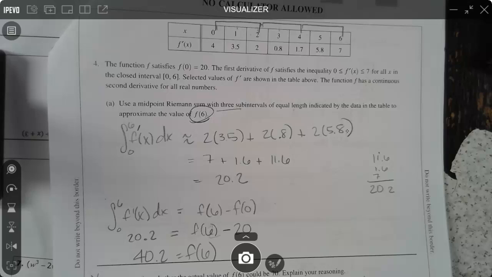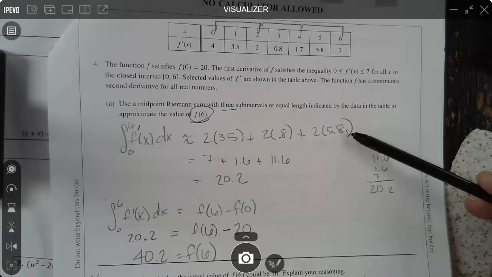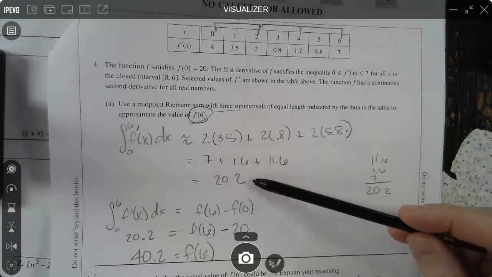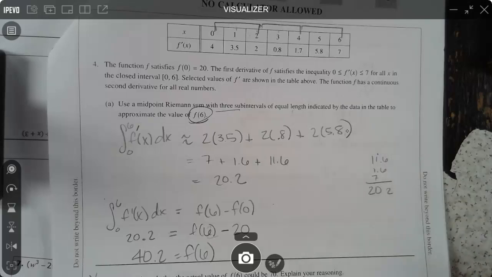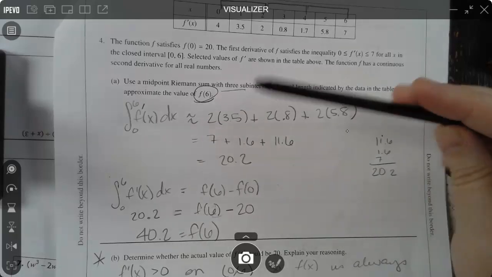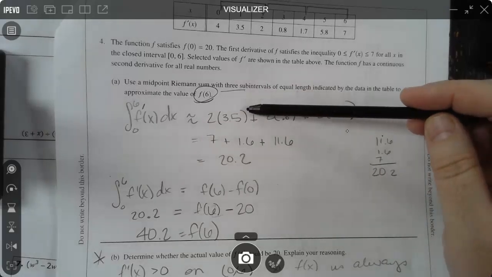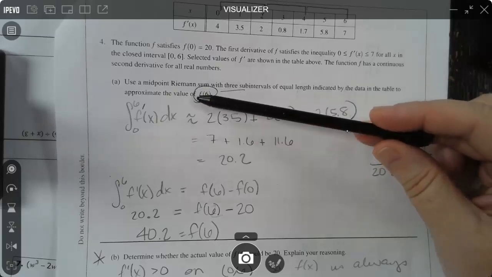1 point for the midpoint sum. Okay, so when you did this, you get 20.2, right? But that's not the answer. And that's not the answer because you get 1 point for the midpoint sum, yes. Look at what it asked me to find. Whenever I do this, I'm finding the area under the curve from 0 to 6, okay?